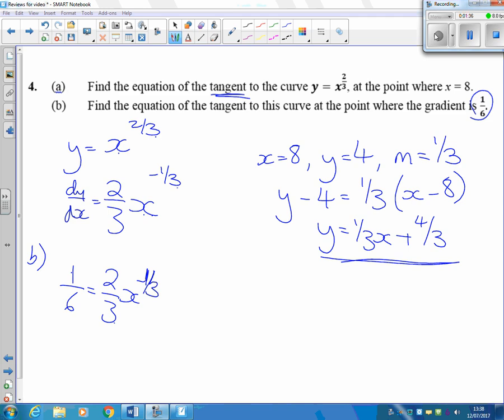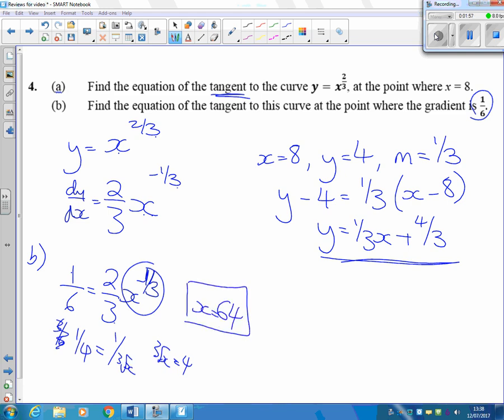Let's times by 3 and divide by 2. So times by 3 and divide by 2 makes us a quarter here. A quarter, and let's rewrite this as 1 over the cube root of x. So that tells me that the cube root of x is 4. So I'm thinking that the x point we've got here is 64.